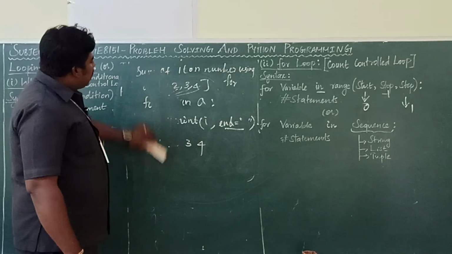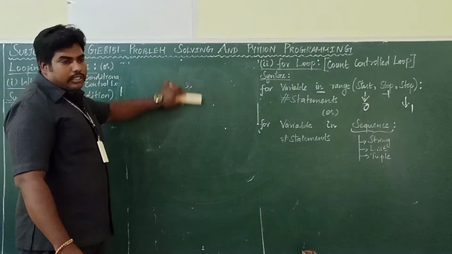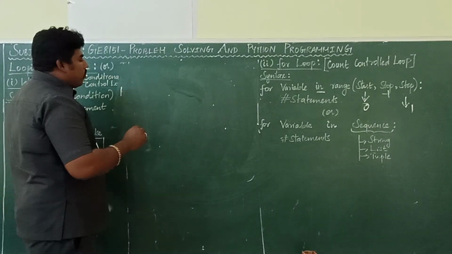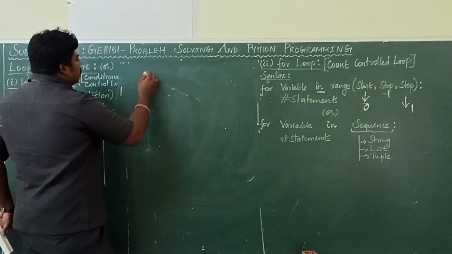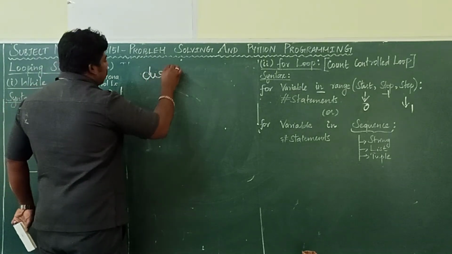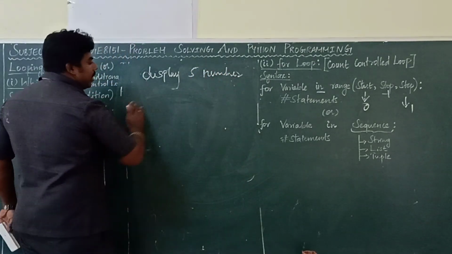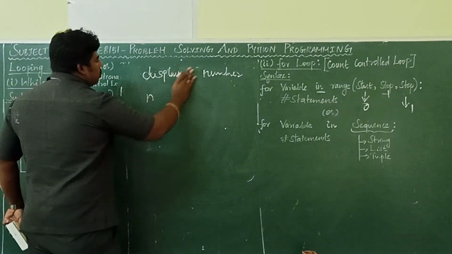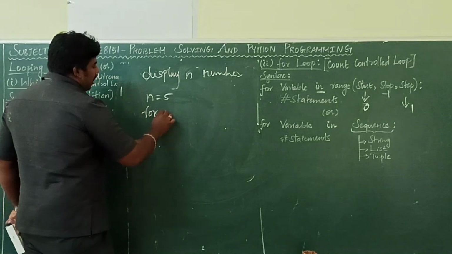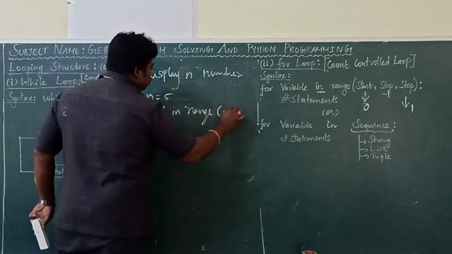Okay, all of you got it? And here also, there is a concept of for loop with else. So I am using one simple example, for loop with else. I want to write a program to display 5 numbers. So here n equal to 5, for I in range of n plus 1.